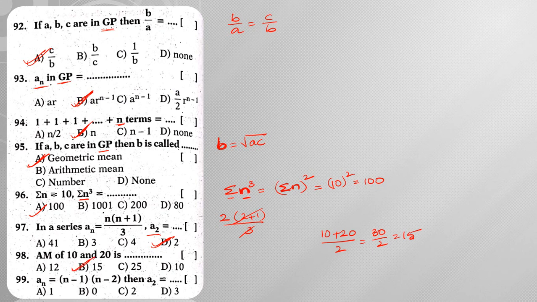Next, an is equal to n minus 1 into n minus 2, then what is the value of a2? So a2 means in the place of n I need to substitute 2. Then I can write 2 minus 1 into 2 minus 2.